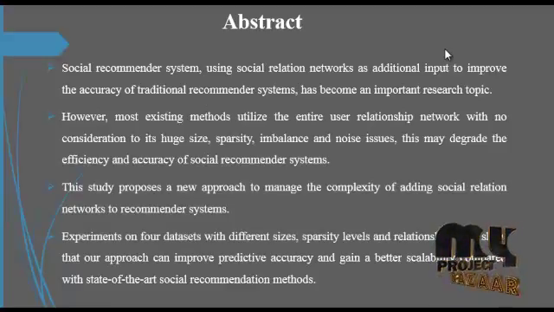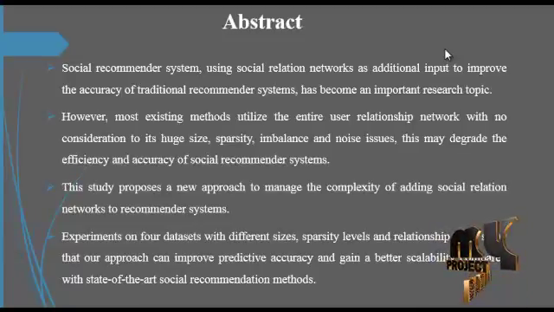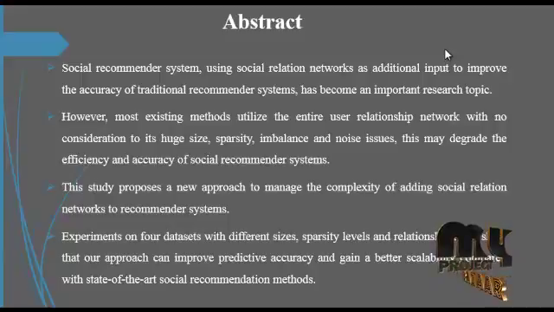It is our project abstract. A social recommender system uses a social relation network as an additional input to improve the accuracy of traditional recommender systems, which has become an important research topic. However, most existing methods utilize the entire user relationship network with no consideration of its huge size, sparsity, imbalance, or noise issues. This degrades the efficiency and accuracy of social recommender systems.